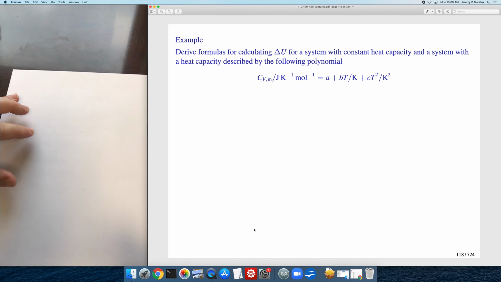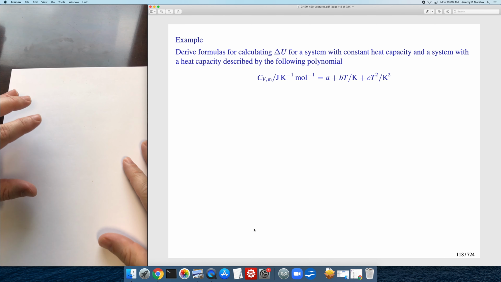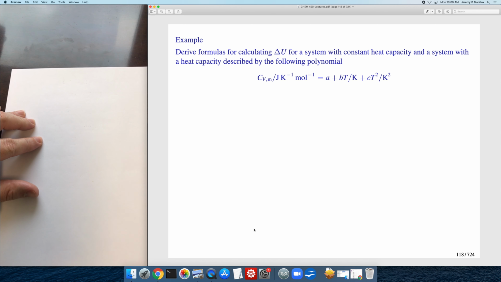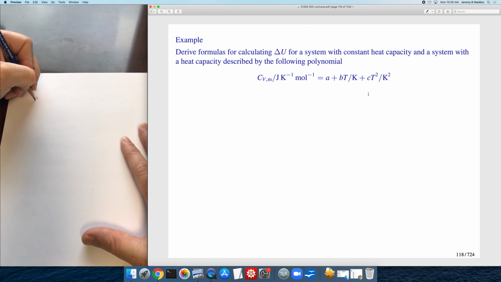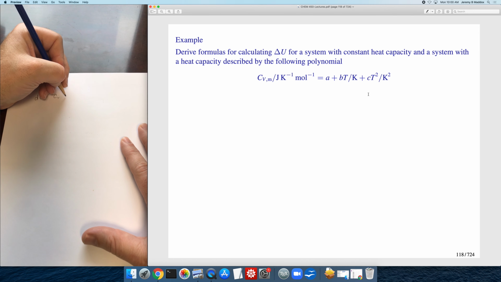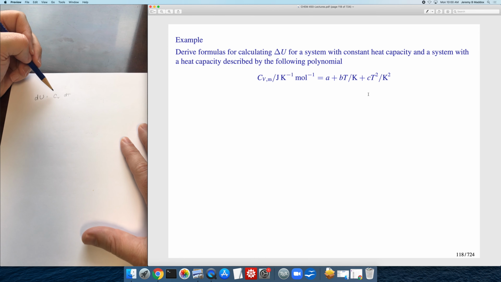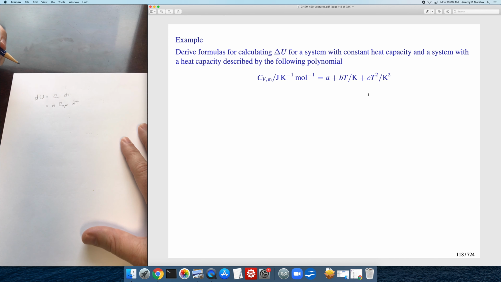And so in this one, what we're being asked to do is to derive a formula for delta U for a system where the heat capacity is given by this polynomial. And so here we're in the situation where dU is equal to CV dT. And to deal with the molar part, I'm going to change this to nCVm. So now we've got the molar heat capacity in there.